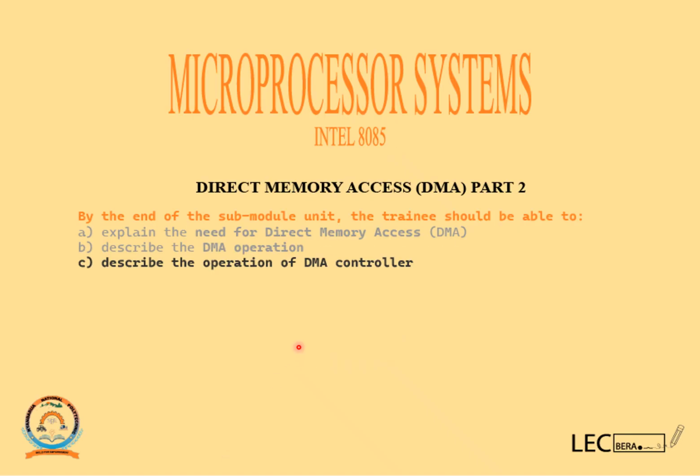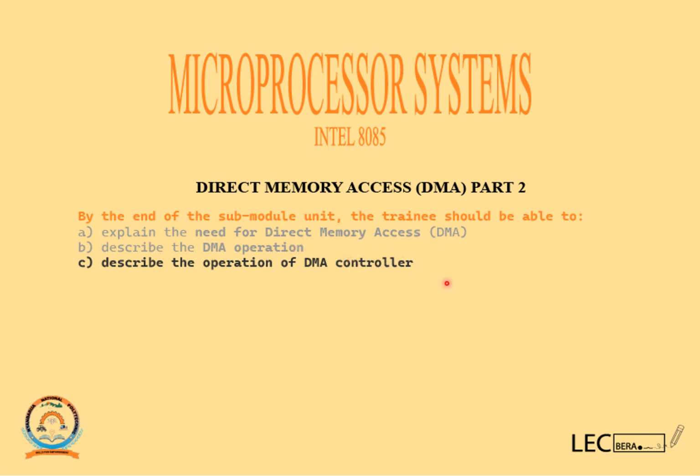So in our last discussion, we covered how to explain the need for direct memory access, that is DMA, and then we were able to describe the DMA operation. We understand that the DMA operation falls under 3 modes, and we were able to look at them. And then in this part, we are going to describe the operation of the DMA controller. So it's going to almost relate to part B, but we are going to expound on part B. So we are going to look at the IC itself.